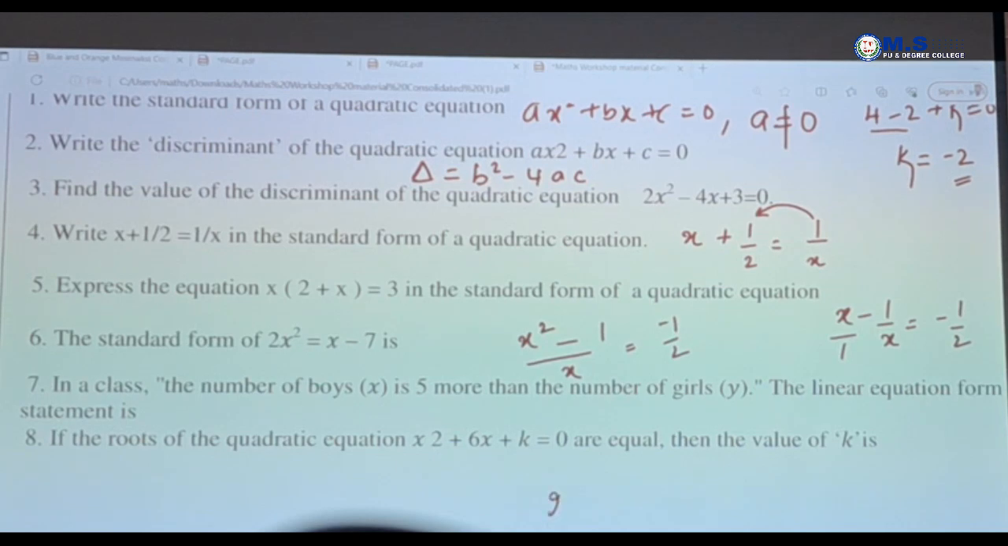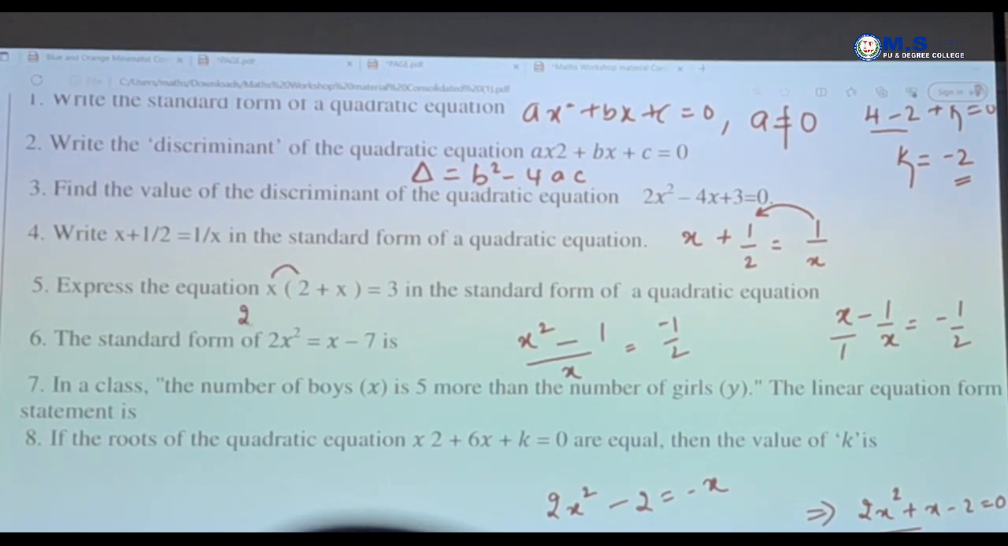Cross multiply: 2x square minus 2 equals minus x. Shift this quantity: 2x square plus x minus 2 equals 0. This is the required quadratic equation. Again, the fifth question is similar.